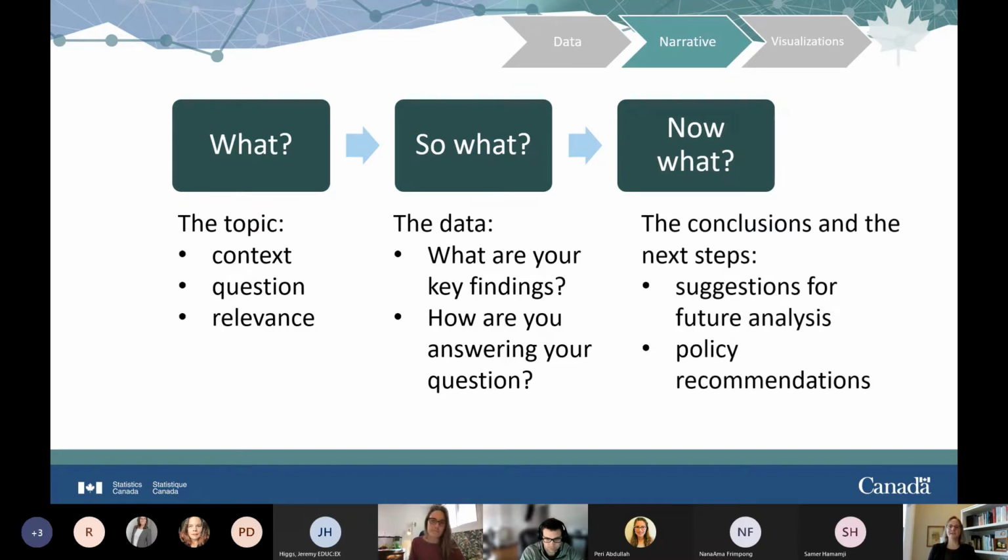That's the conclusions and the next steps. In research, these are typically and most of the time suggestions for future analysis. And it's my policy challenge. So for you, then, now what would be, what kind of policy recommendations could you make based on your empirical evidence? Right? So that's the simplest form that your data story can take, or that your narrative can take.